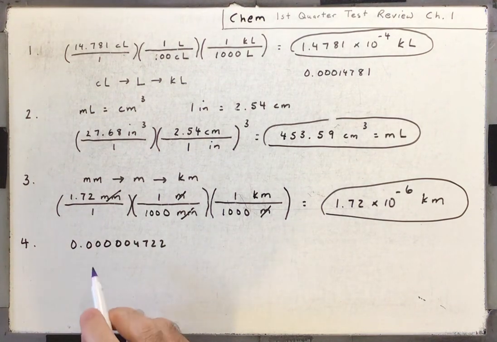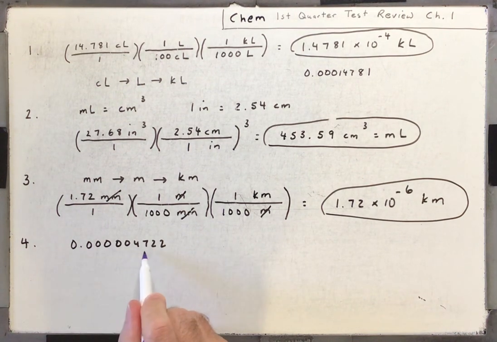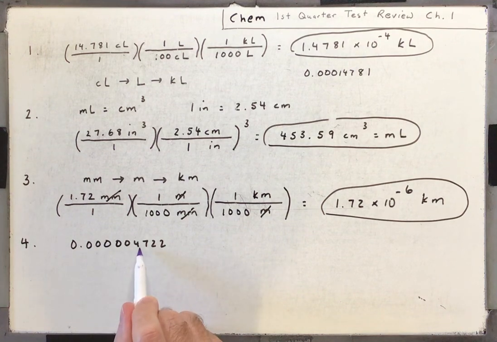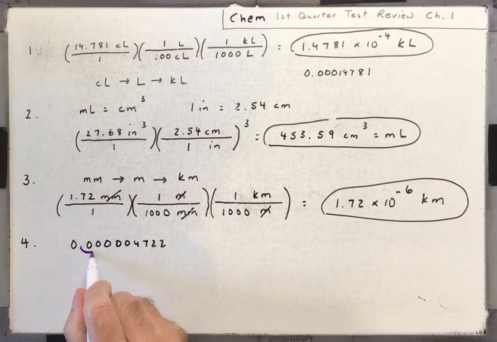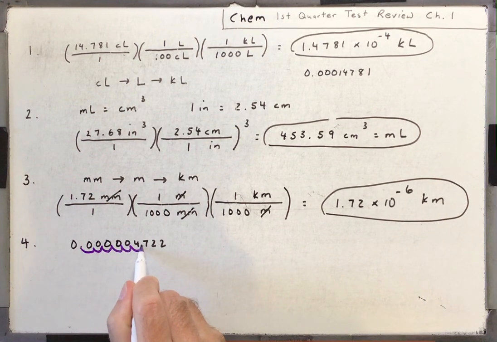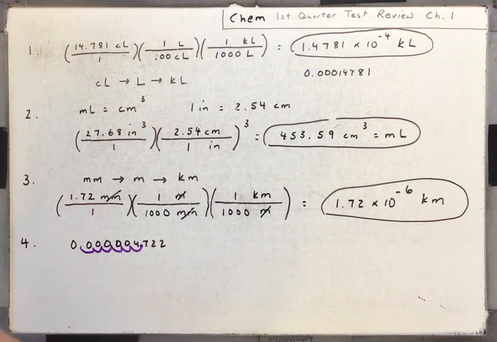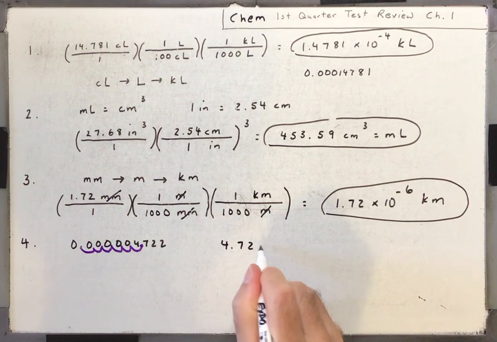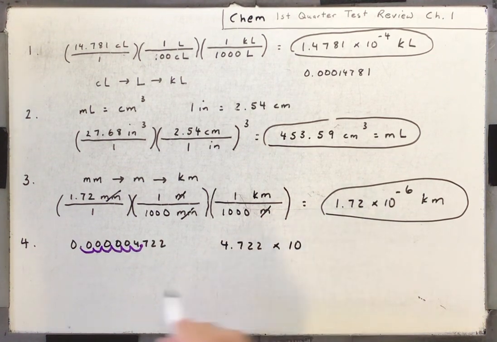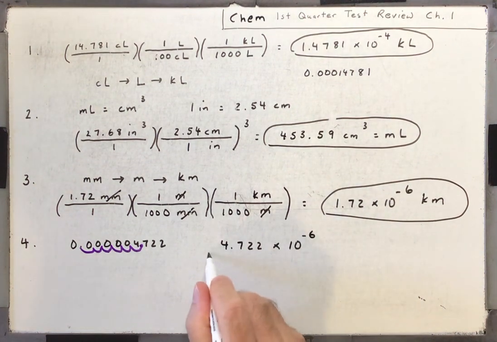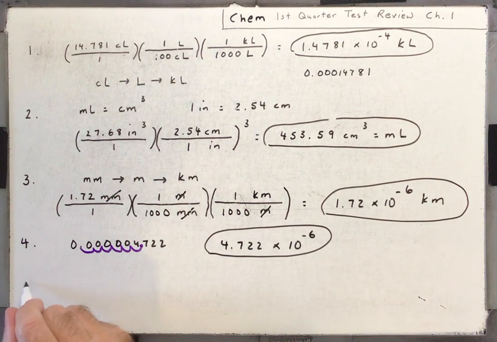Okay, so we're going to go to the right, and this is a number that's less than 1, so we're going to have a negative. We're going to raise it to a negative power. We're going to go to the right until we get just past the first non-zero. So we're going 1, 2, 3, 4, 5, 6. 6 places. So that's going to be 4.722 times 10, and then it's a little number, so it's 10 to the minus 6. All right, fantastic.